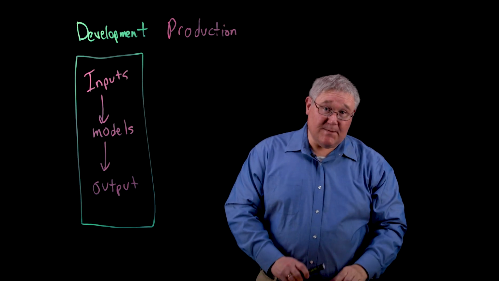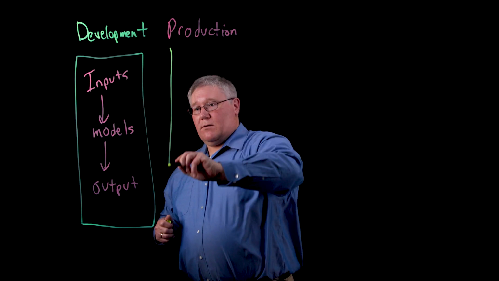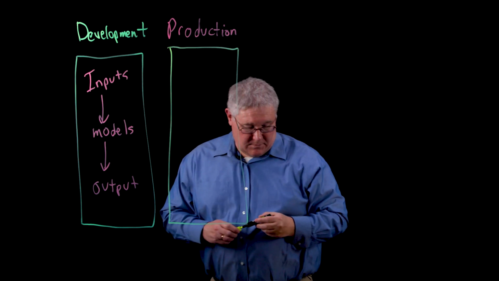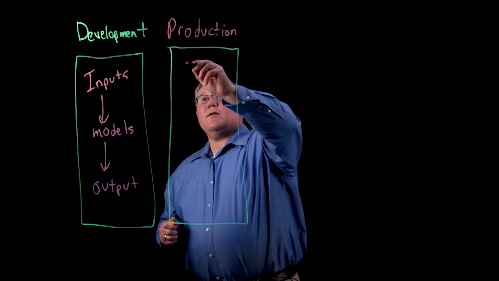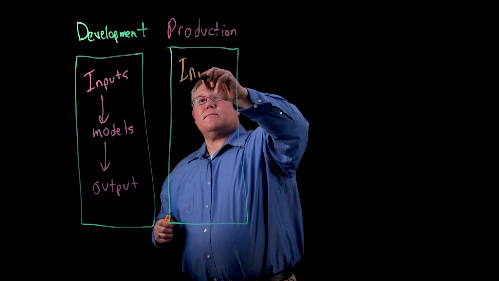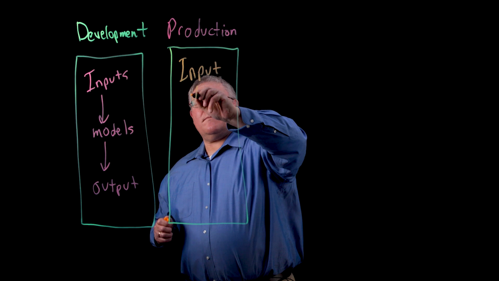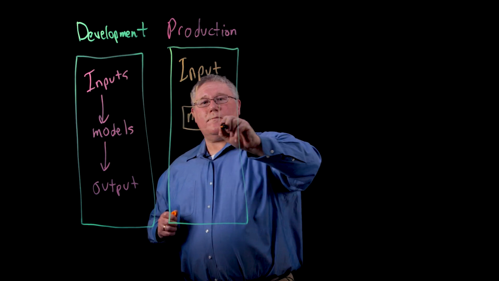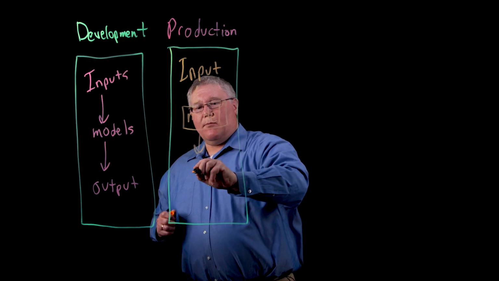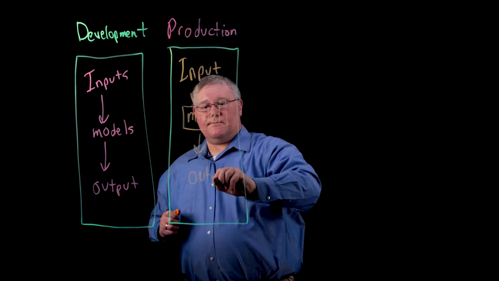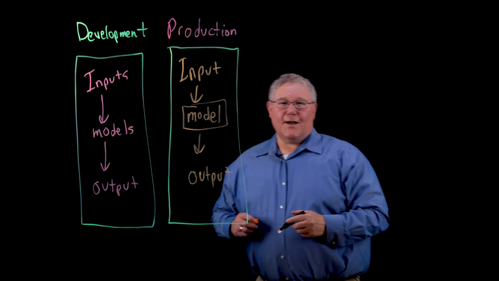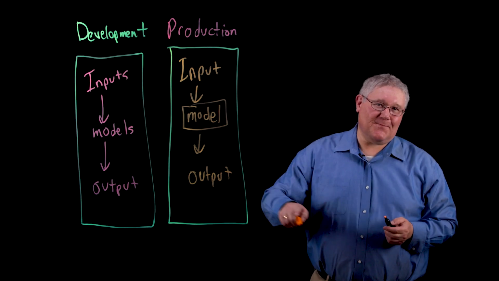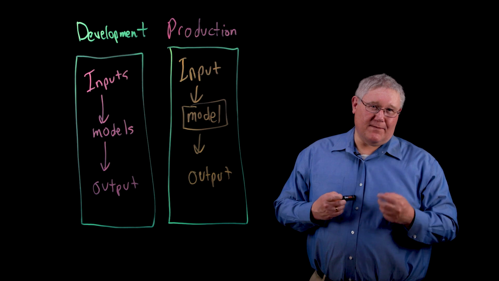And just like the development space, in production, a model is going to have input and output. So how do we ensure that this model is doing what it's supposed to do? We have really 3 different methods.